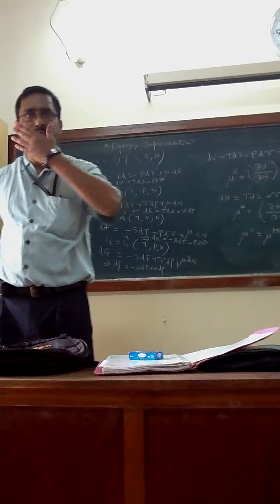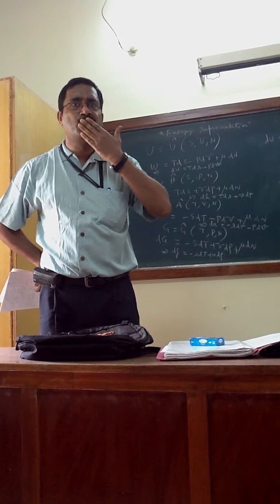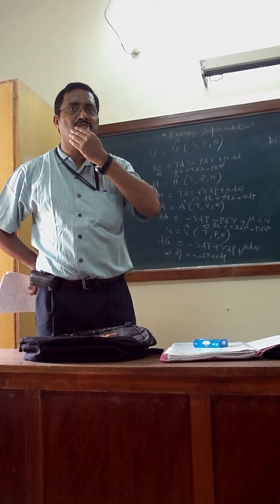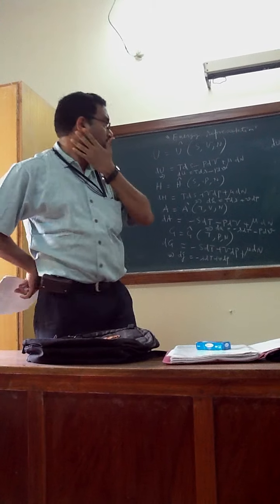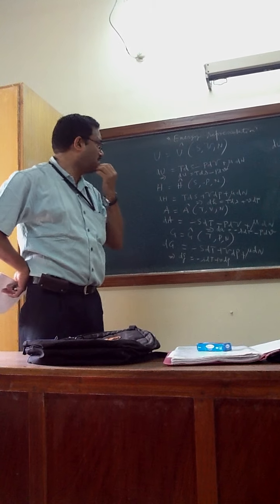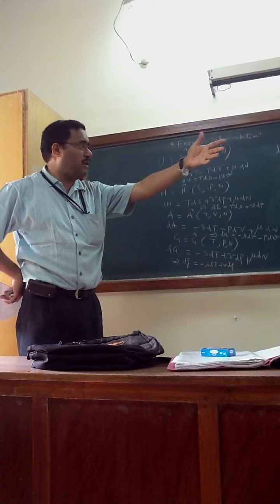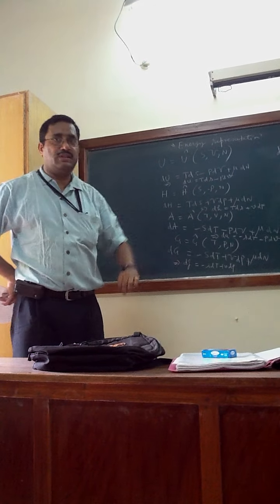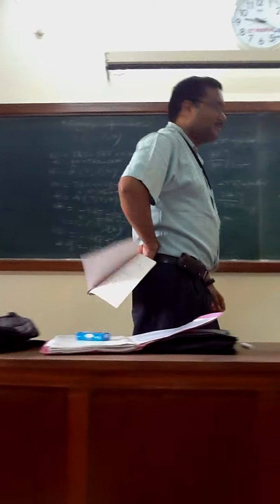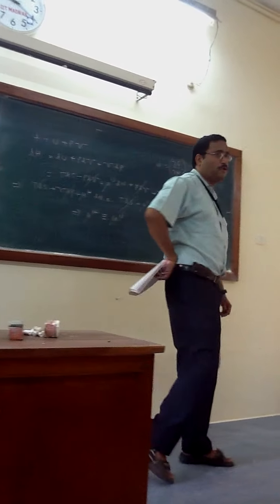So will mu be the same? Can we get the same relation for the other potentials also, like G? From G also, it's a function of T, P, N, so that's ∂G/∂N at constant T, P. You go back home and try to prove it. That's your task. I cannot do everything in the class. Go back home and do it.